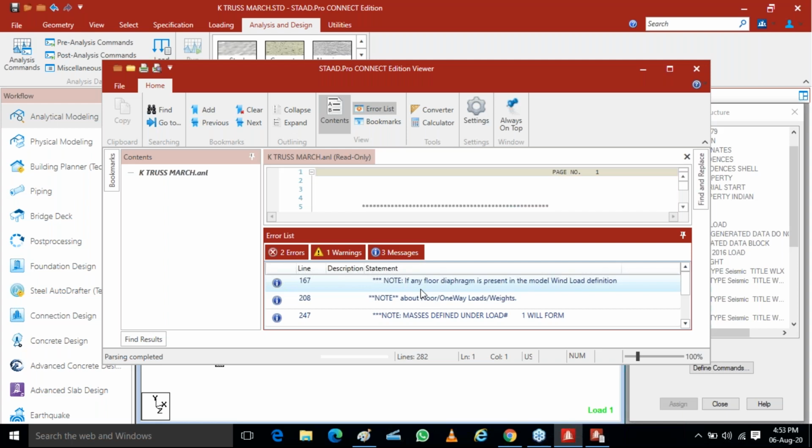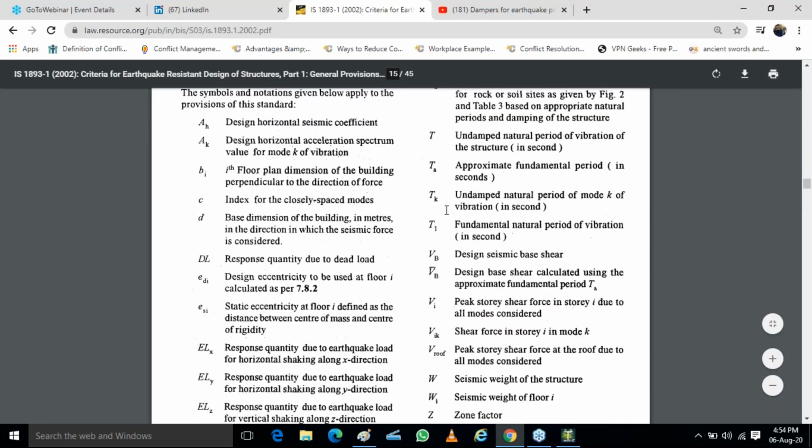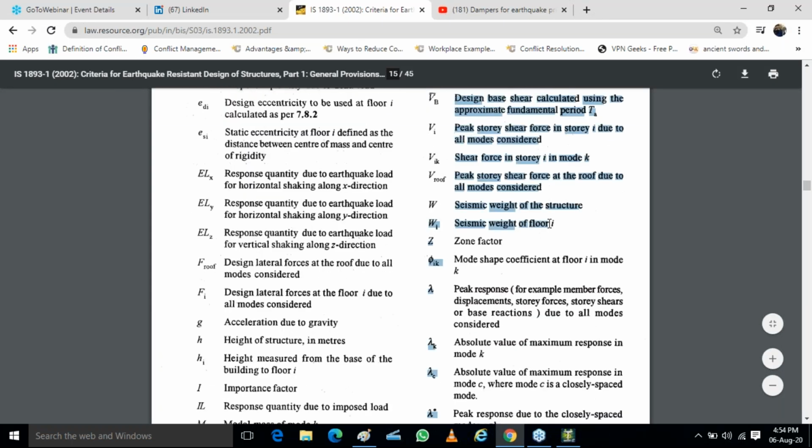Oh, sorry guys, I forgot one step, a very big step. There is an error where unsupported mass is coming. Okay, what do you mean by unsupported mass? In our QIK formula, there is WI, and the option is coming that you haven't defined a mass. If you see what WI is, you will understand it is the seismic weight of a building on a floor.